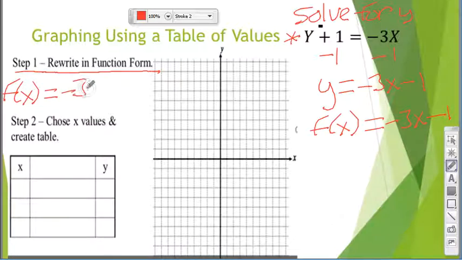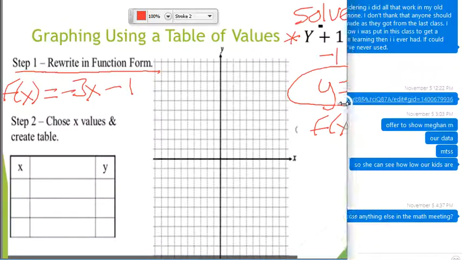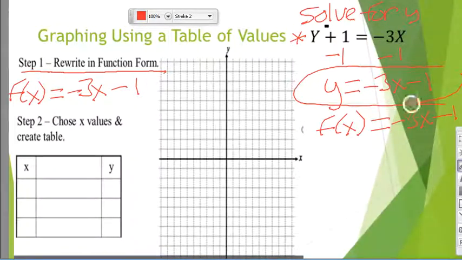And you guys actually can decide how you want to think about this. If you want to think about it as y equals negative 3x minus 1, or as the y being a function of x. Okay, but either way, we're doing the same operations. Okay, so now after we have put our equation in function form, our next step is to choose some values for x, so our inputs, and then we are going to figure out our outputs, or our values for y.